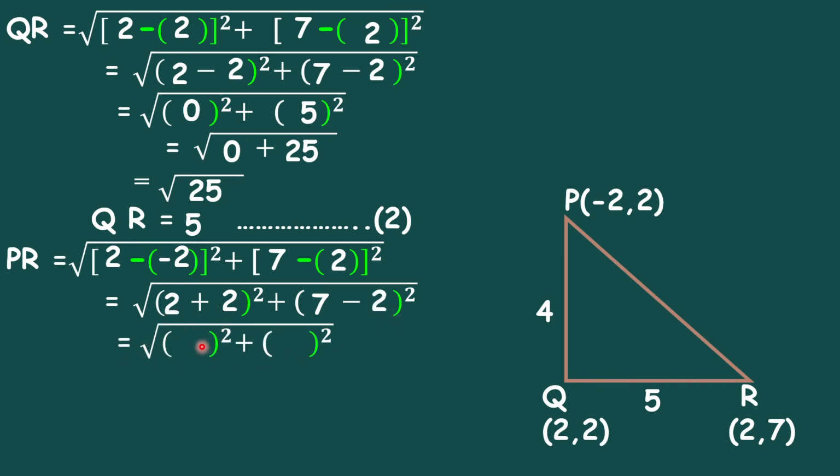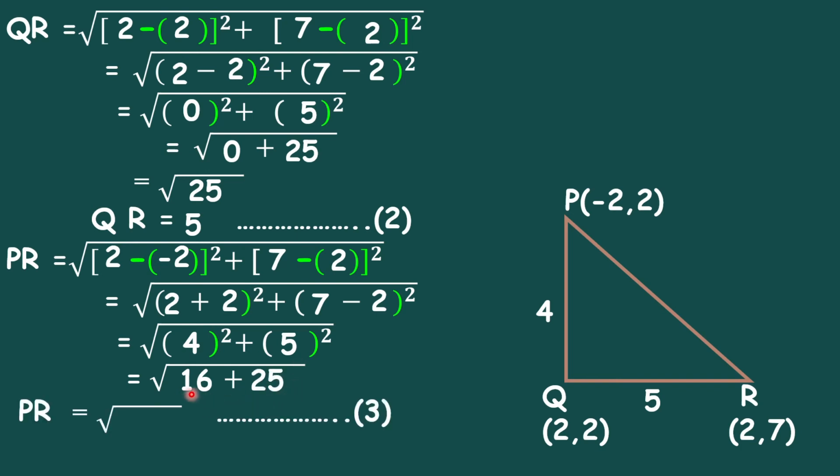Is equal to root of 2 plus 2 is nothing but 4, its square, plus 7 minus 2 is nothing but 5, its square. Now the square of 4 is how much? 16, plus square of 5 is nothing but 25. Now take addition, we will get PR is equal to root of 41. This is the equation number 3. Therefore we write here PR is equal to root of 41.